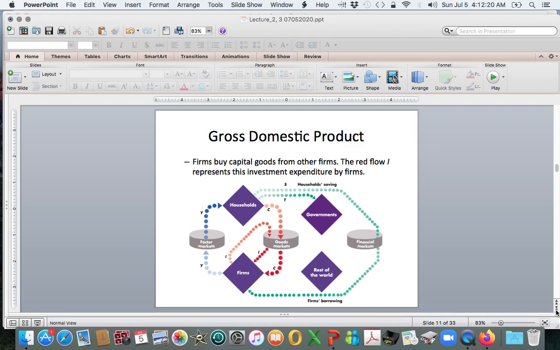As we mentioned earlier, when firms wish to expand their businesses or continue their work, once they borrow, they will decide to invest through the goods market back to their own firms. So this is investment expenditure by the firms represented by the red flow. And you can always think of firms buying machinery or other kind of capital goods from other firms through the goods market.